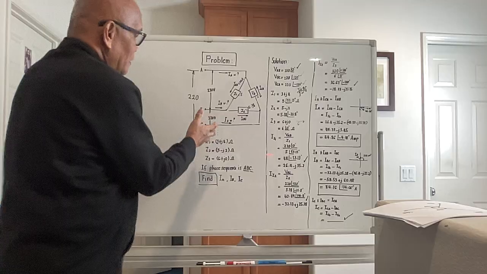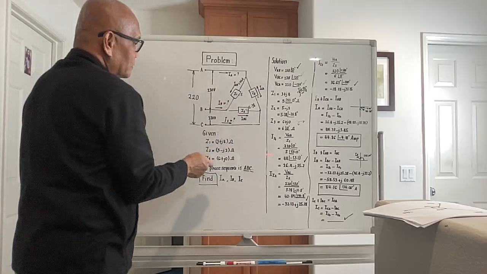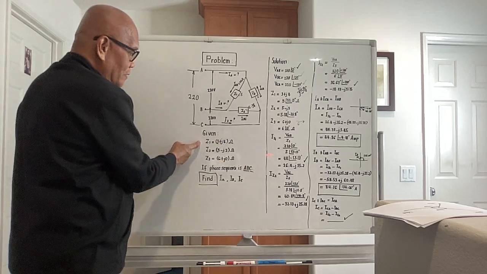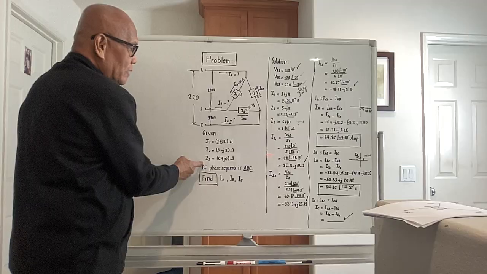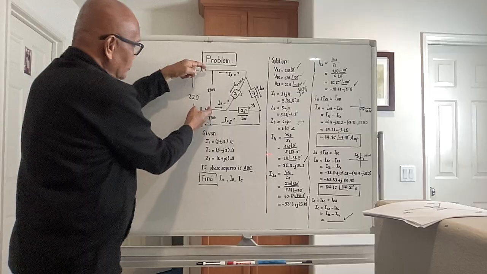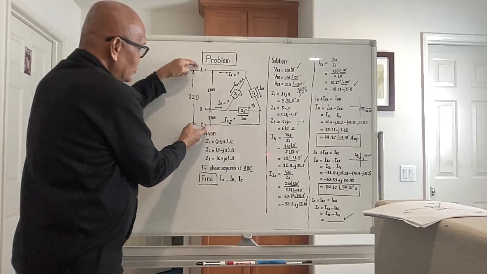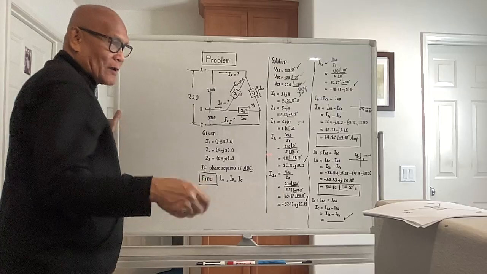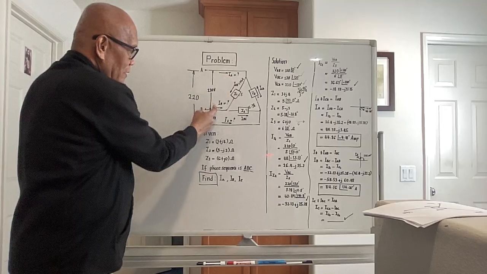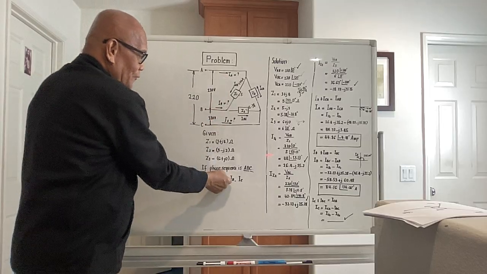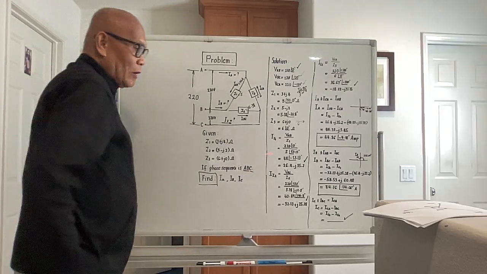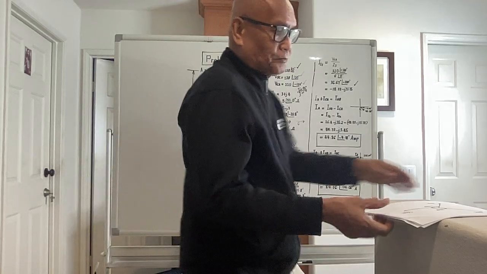We are given an unbalanced delta load. The given specifications are Z1, Z2, and Z3, and we are given the magnitude of the input voltages: 220, 220, and 220. The problem is just asking what will be the magnitude of line currents IA, IB, and IC if the phase sequence is ABC. Let's try to bring out the solution of this one.